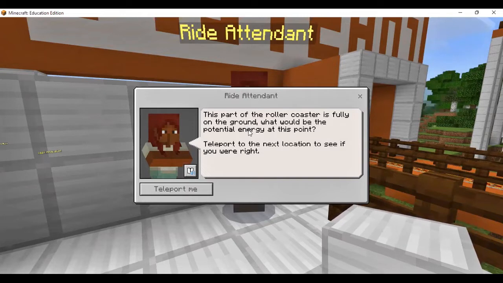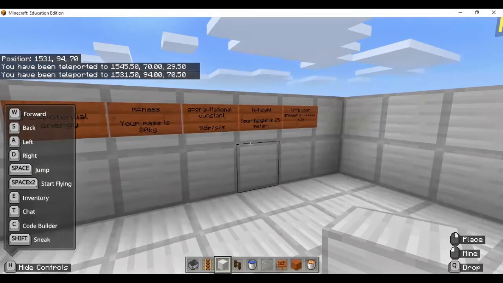this part of the roller coaster is fully on the ground. What would be the potential energy at this point? And they could kind of think about that for a little bit. Once they come up with an answer, that would take them to their next platform.